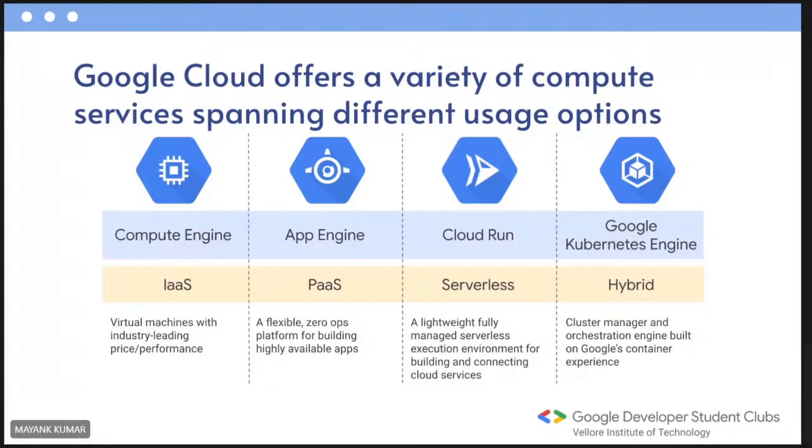Then there is App Engine, that you can just use for deploying your code onto the infrastructure. And Google is responsible to deploy your code with the specification that you have given. Now we have Cloud Run that allows you to run your containers onto the cloud.